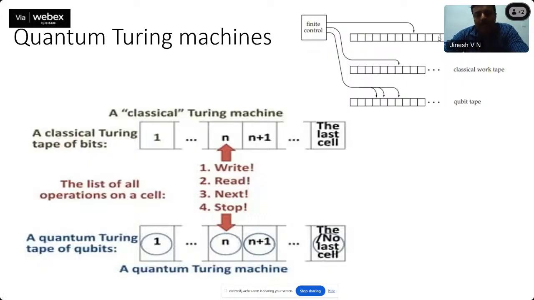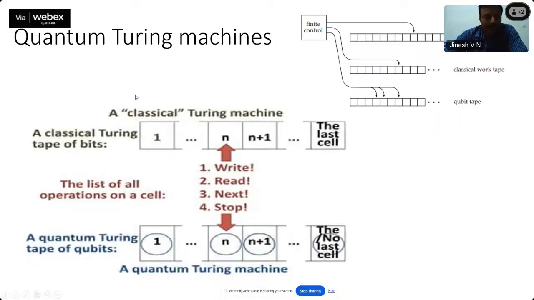Parallelly you may have a classical work tape. Classical work tape means how classical programs or digital systems work, to represent the program which is loaded to the digital system. Then you may have a qubit tape, which is where we are uploading these qubits, the qubit properties.